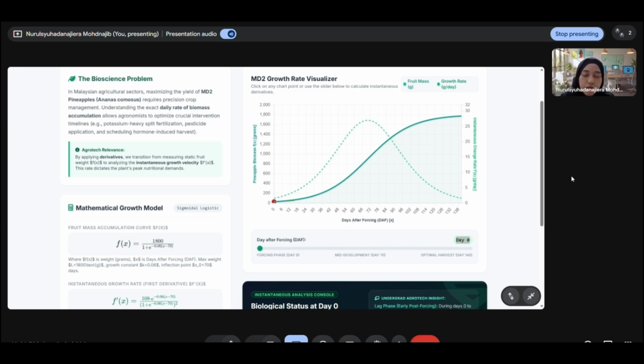I'm from the SFA course. Today I am going to present my project, which is the MD2 Pineapple Bio Calculation Simulator. In this presentation, I will explain how we can use calculus to understand and track the growth of MD2 pineapple from day 0 until harvest day.